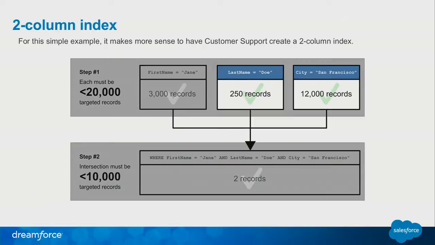But if this is always happening, and you know that you have a set of columns that are always being used in your filters, just have a 2-column index created. That way the optimizer doesn't have to go through this additional step.